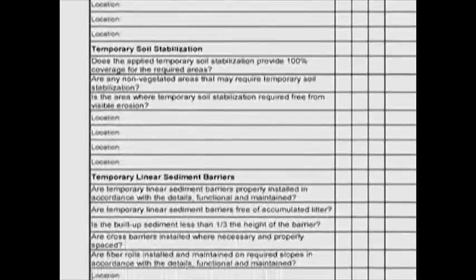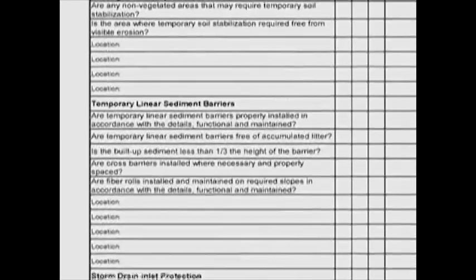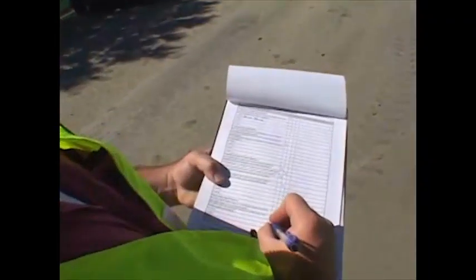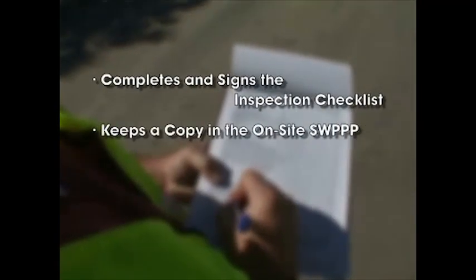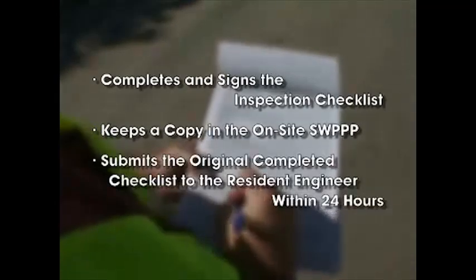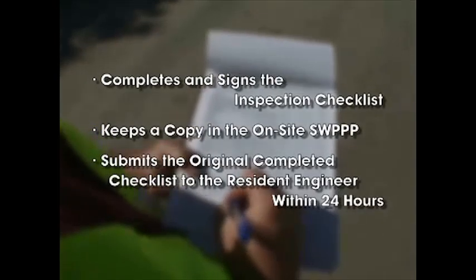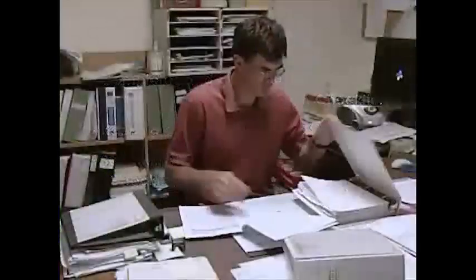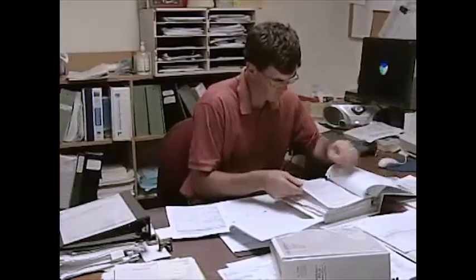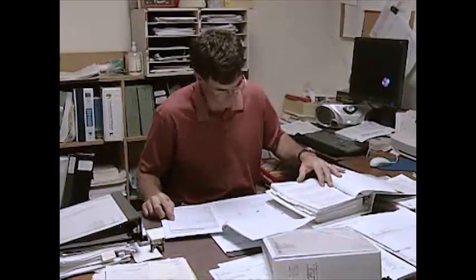This checklist must be used for all inspections unless the project special provisions require the contractor to use a different checklist. The contractor's water pollution control manager completes and signs the inspection checklist, keeps a copy in the on-site SWP, and submits the original completed inspection checklist to the resident engineer within 24 hours. The resident engineer reviews the contractor's operations for water pollution control compliance and files the inspection form in the Category 20 file at Caltrans.